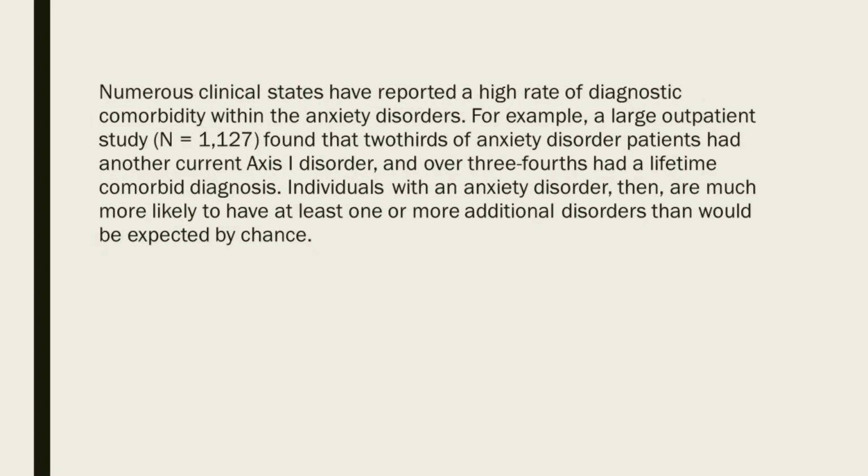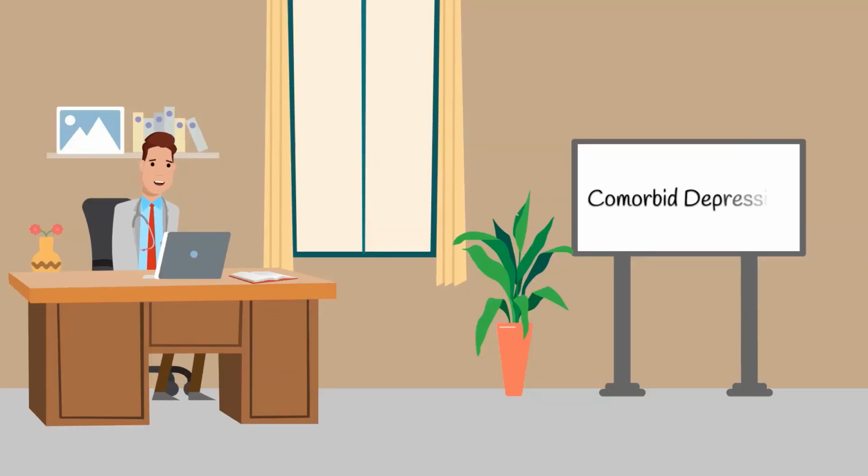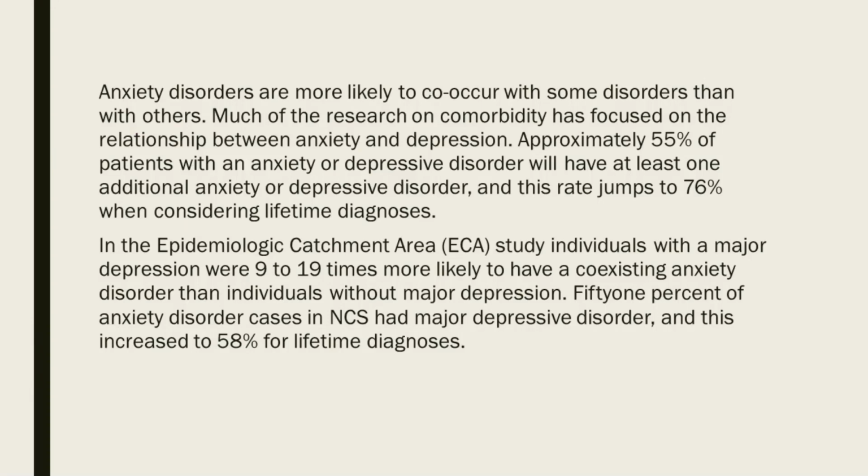Numerous clinical studies have reported a high rate of diagnostic comorbidity within the anxiety disorders. For example, a large outpatient study found that 2/3 of anxiety disorder patients had another current axis 1 disorder and over 3/4 had a lifetime comorbid diagnosis. Individuals with an anxiety disorder then are much more likely to have at least one or more additional disorders than would be expected by chance. Comorbid depression. Anxiety disorders are more likely to co-occur with some disorders than with others.